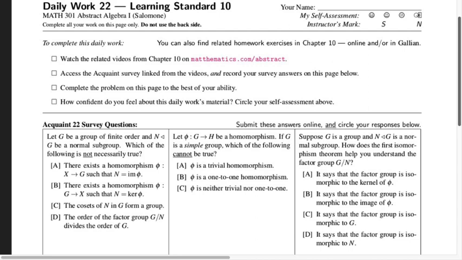But yes, so I agree with A. There exists a homomorphism into G whose image is that normal subgroup. By the way, how do we know that's not necessarily true? What do we know about the image of a homomorphism? What kind of a subgroup is it?